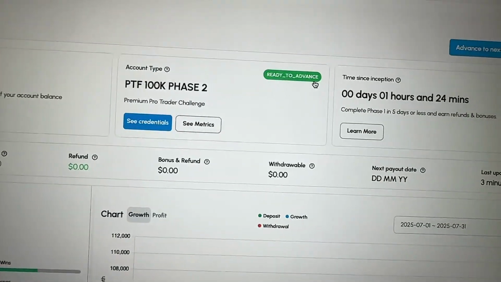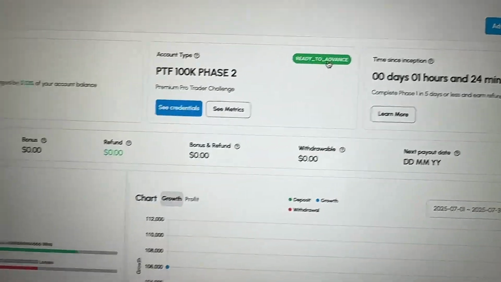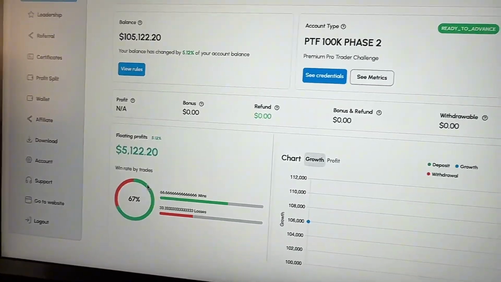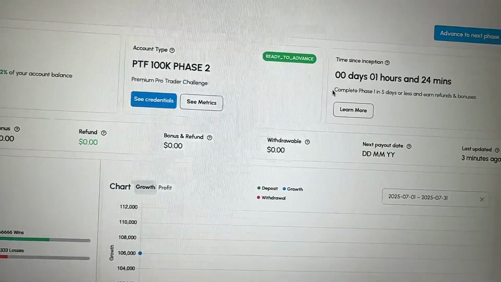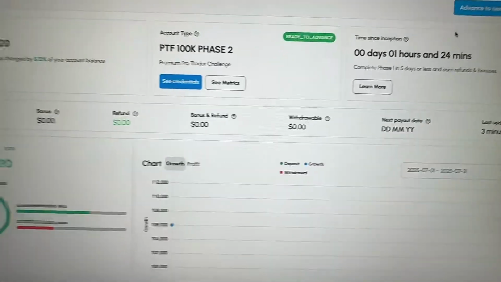You see it's now ready to advance to the next stage. We get the email saying congrats, you have passed. So we're fully funded now with Pro Trader Funds. So we're going to start trading live now. And yeah, so challenge done.